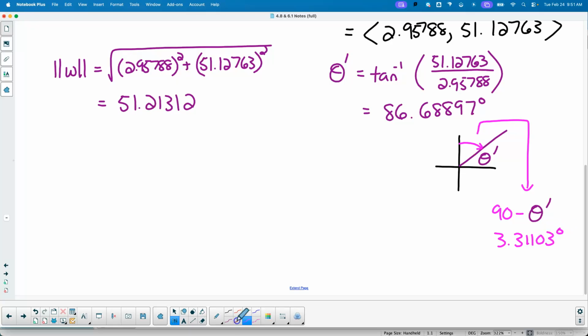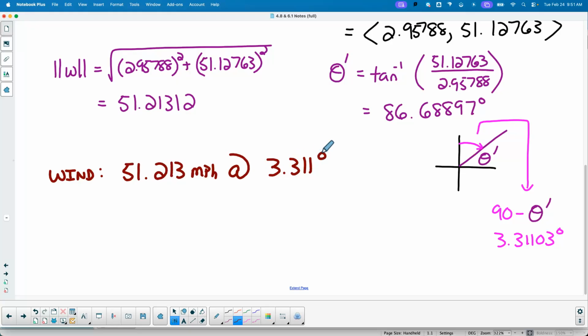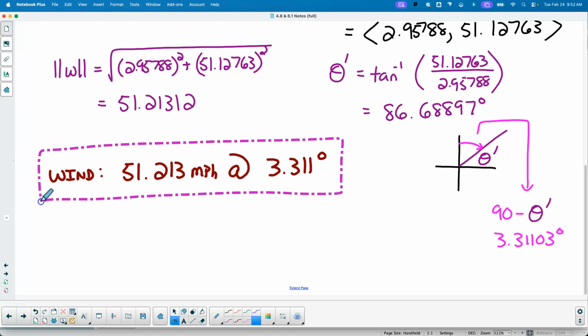So the wind is blowing at 51.213 miles per hour at a bearing of 3.311 degrees. Questions, comments, concerns, clarification?